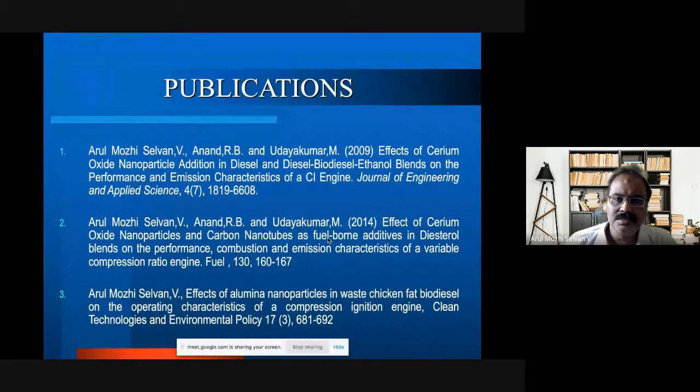journal paper. The second was published in 2014 in the journal Fuel: effect of cerium oxide nanoparticles and carbon nanotubes as a fuel-borne additive in diesel blends on the performance, combustion and emission characteristics of a variable compression ratio engine. Here I added engine modification: a variable compression ratio engine was used, with nanoparticle addition, in combination with alternative fuel. So how the performance and emission characteristics behave was published in 2014 in the journal Fuel.